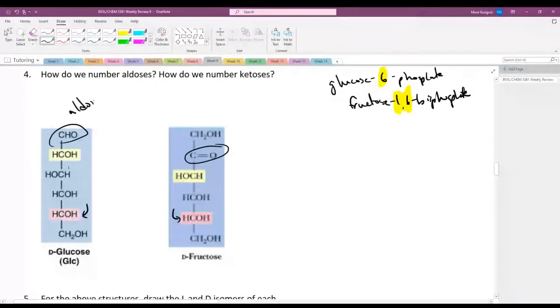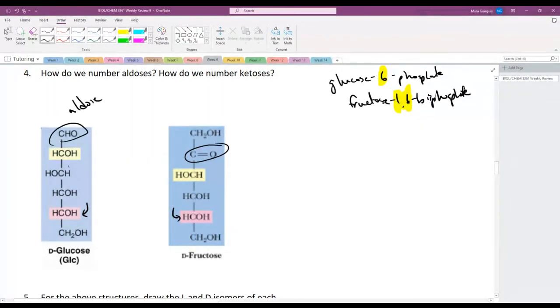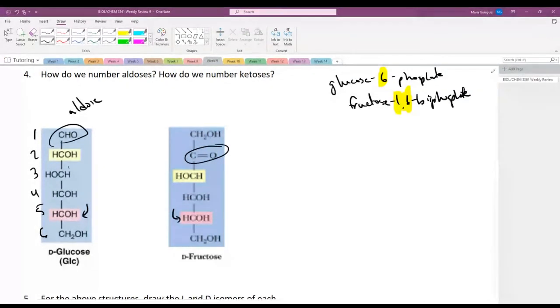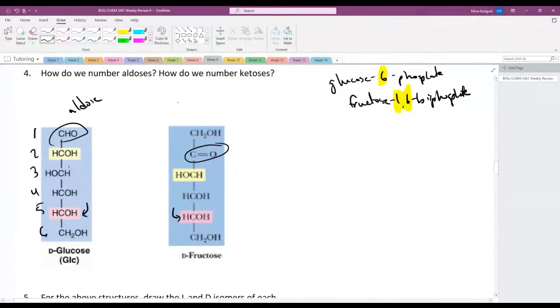So starting with the aldose over here, aldoses are very simple. You start from the carbonyl, that's number 1, and you move on. So 1, 2, 3, 4, 5, 6. Easy. But you can't do that for a ketose, right? Because that can't be position 1, because then is this position 0? Is that position 2? How does that work? It just really doesn't. So we say, okay, our carbonyl is right here. Which side is it closer to? That side will be number 1. So this is number 1, this is number 2, 3, 4, 5, and 6.